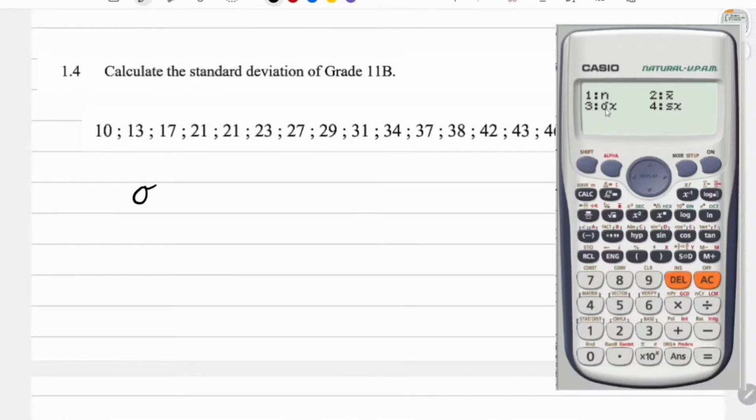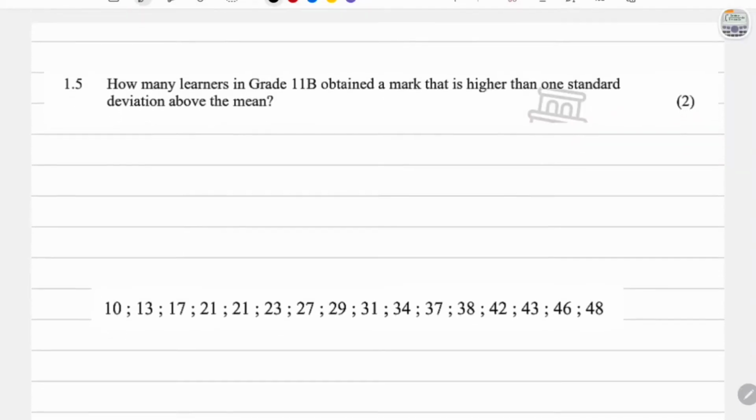So it's really just the standard deviation of your X values, but I'm just going to call it the standard deviation here. So we're finding the standard deviation. So press 3 is equal to, and you see that we have 11.46. Okay, so that is our standard deviation, 11.46 marks that we have there. Okay, moving on to the next question.